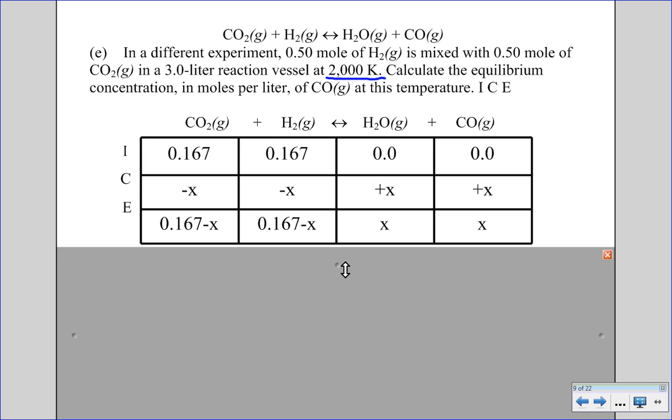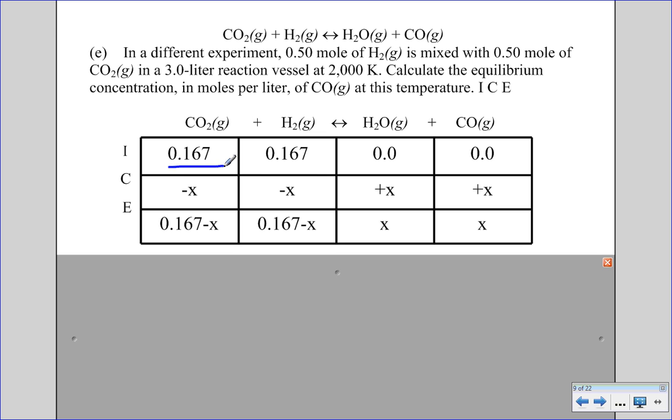So this one here, very easy to set up an ICE table. The 0.5 moles divided by 3 liters gives us molar concentrations of 0.167 for our reactants, and initially 0 for our products. Without knowing the exact number, we can state that for every one of the carbon dioxides that disappear, there is also one hydrogen gas that disappears, and there is one water and one carbon monoxide that appears.